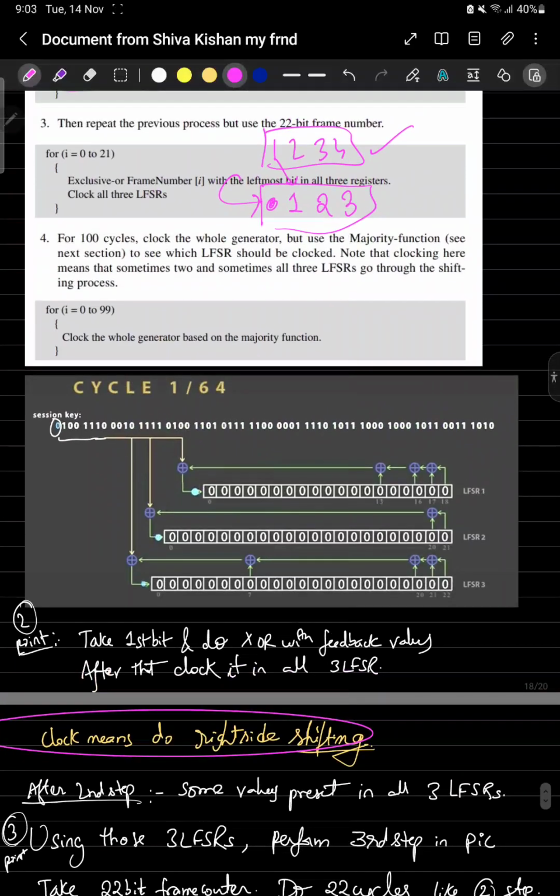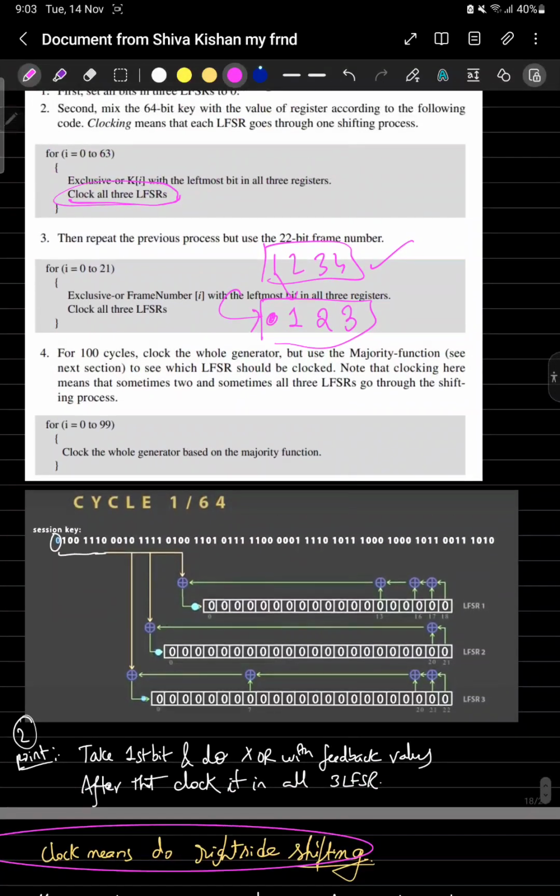One more thing is the majority function. This is self-explanatory. If you don't understand, please DM me. What is the majority function? The majority function means whichever value occurs most often. So the majority of 0, 1, 0 is? What is the maximum number of times repeated? 0.